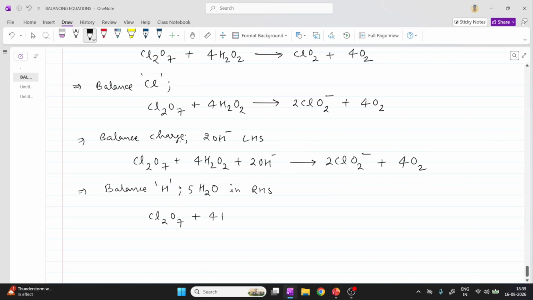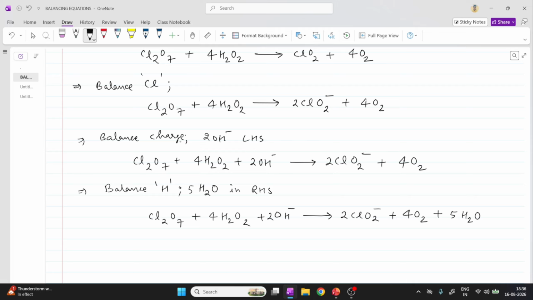So just write the equation: Cl2O7 plus 4H2O2 plus 2OH minus, this gives 2ClO2 minus plus 4O2 and 5H2O. So now hydrogen is balanced.